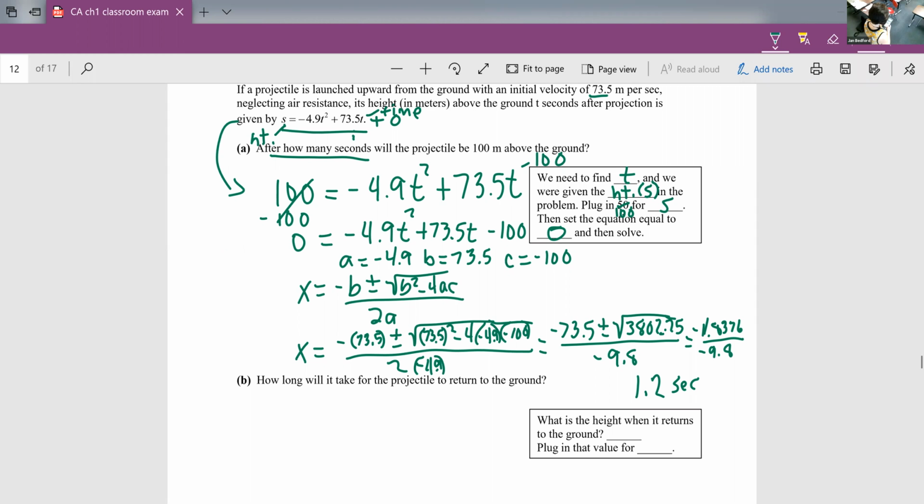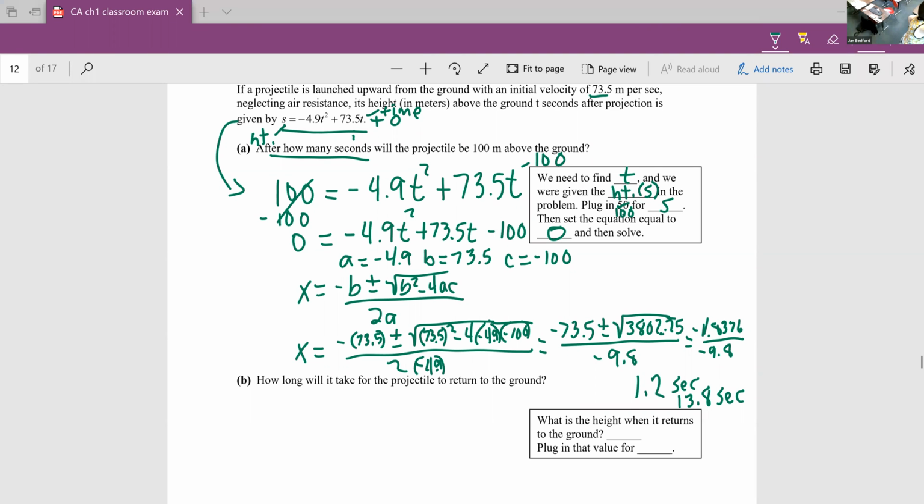And then if I take negative 73.5 and I subtract that square root from it and divide it by negative 9.8, I'm getting 13.8 seconds. Now I have a question. Does that make sense? How am I getting 2 answers? I don't know why I'm getting the wrong answer.